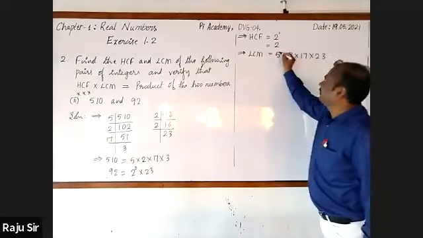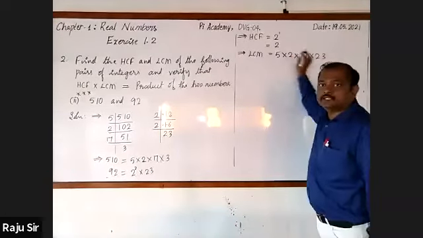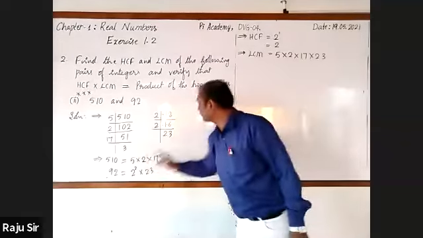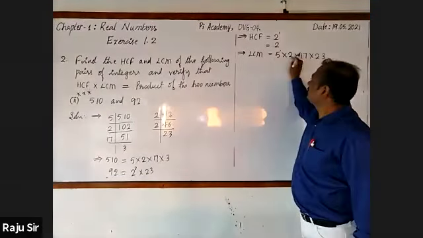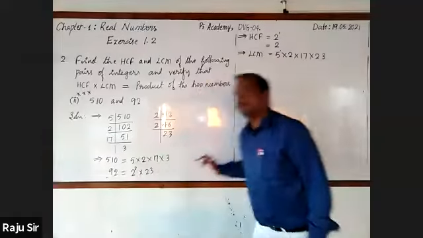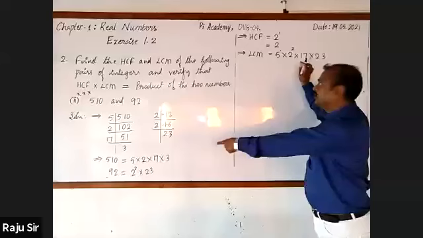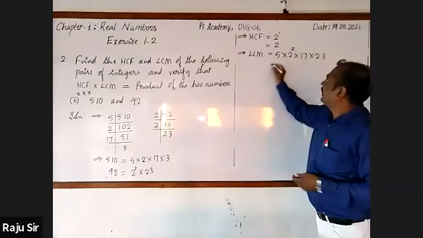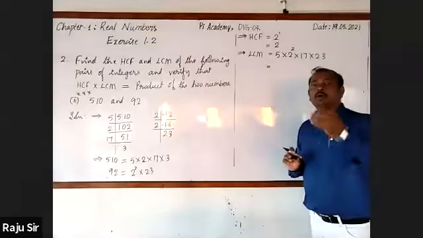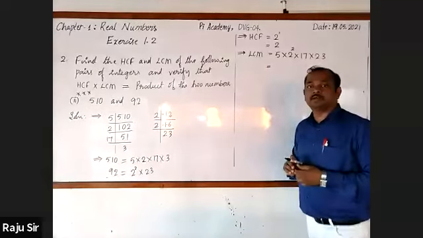And take the highest power of each of the factors. Highest power of 5 is 1. Highest power of 2 is 2. Highest power of 17 is 1. 23 is also 1. And let me tell you how you can go for finding the product in the simplest way.